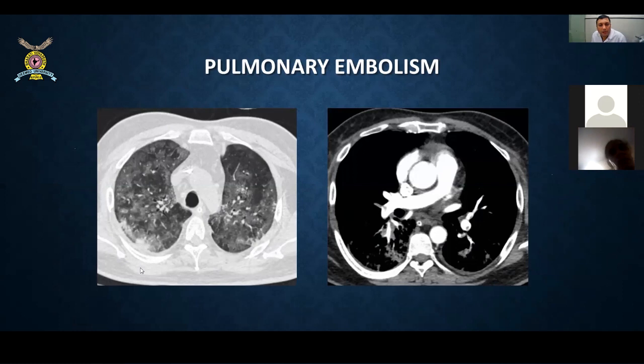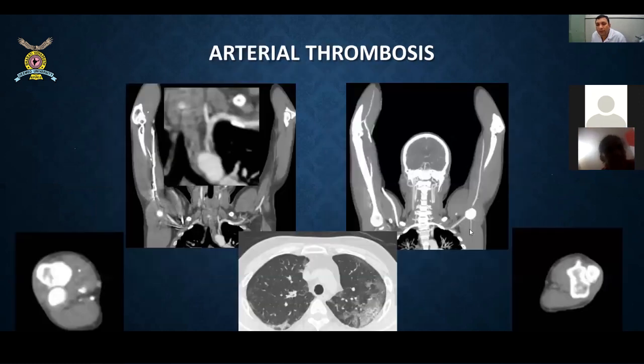If you see the lung window of this patient, it shows the typical appearance of COVID-19 pneumonia. And if you see here, there is a small filling defect in the descending branch of the left pulmonary artery. This is nothing but an acute thrombus in the descending pulmonary artery. The incidence of pulmonary thromboembolism is high in COVID patients. In the ICU setting, it is around 20 to 30% as compared to patients admitted in the ICU for non-COVID reasons, where the incidence is around 6 to 7%.